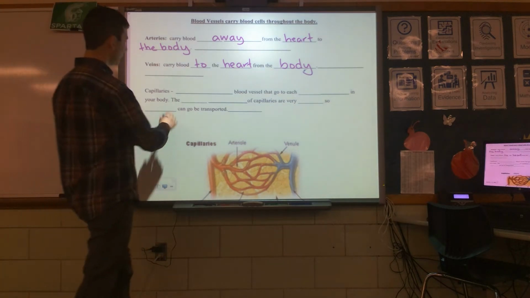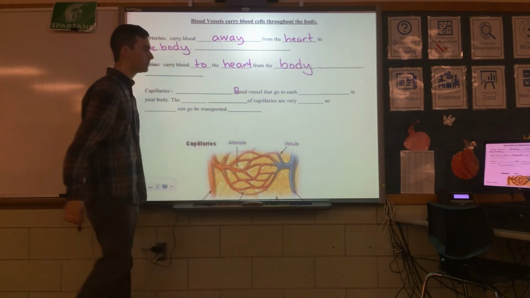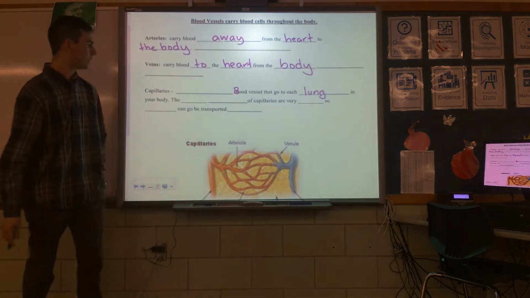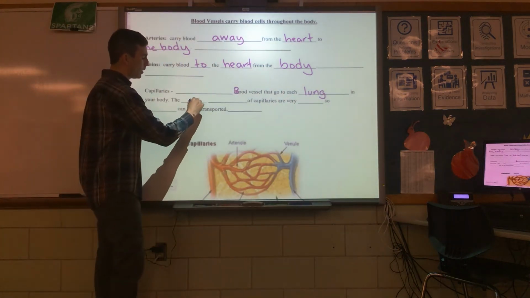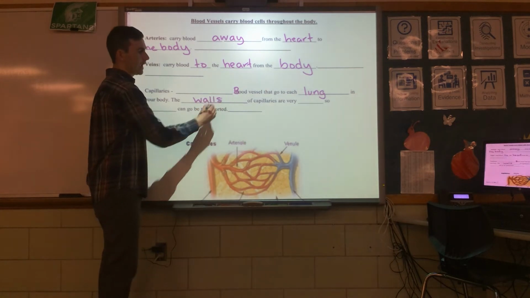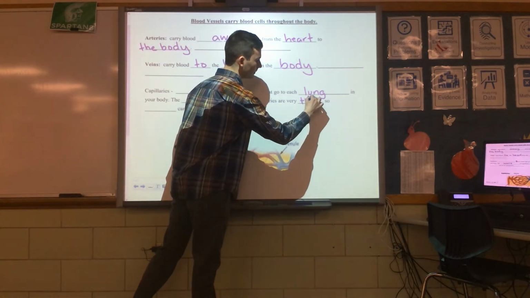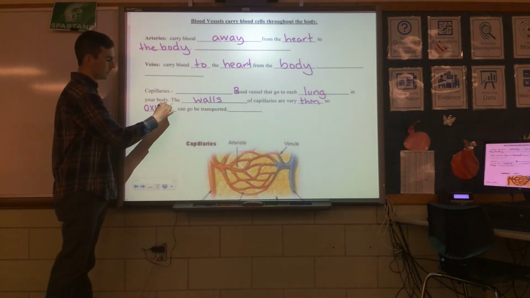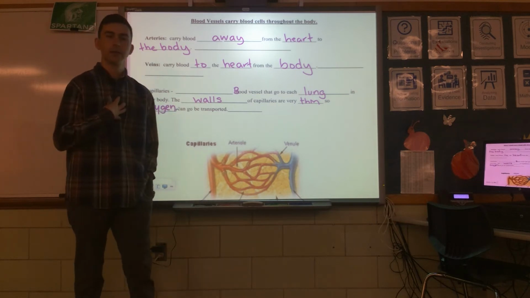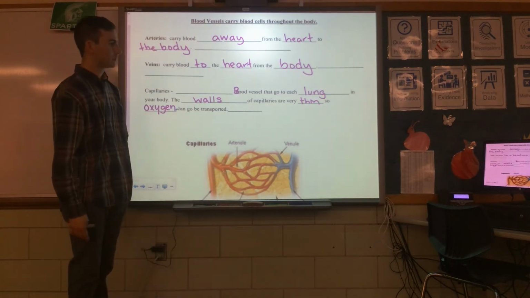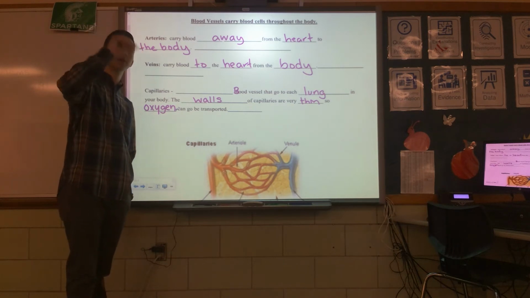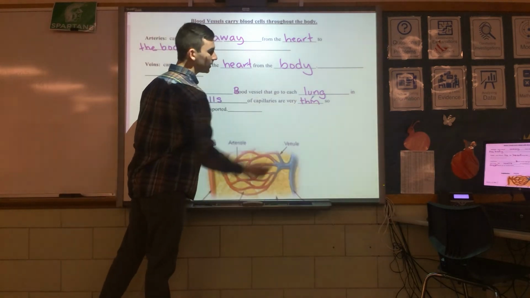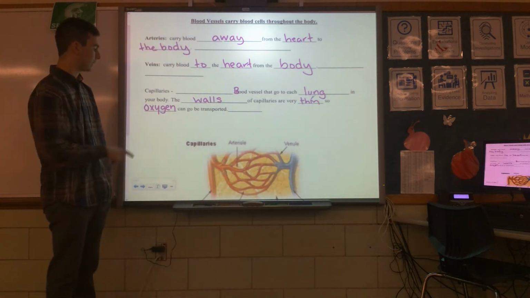Capillaries are blood vessels that go to each lung in your body, and then the walls of capillaries are very, very thin. And this is so oxygen can be transported. So we know that our lungs are going to take in that oxygen from our outside environment. We need to actually transport that oxygen into the blood attached to the red blood cells and the hemoglobin. So the walls of these capillaries need to be very thin. They're going to be thinner than the vein walls. They will be thinner than the artery walls.